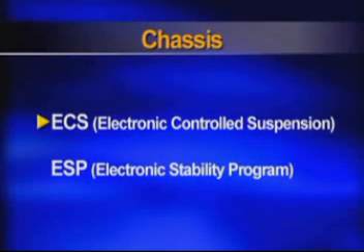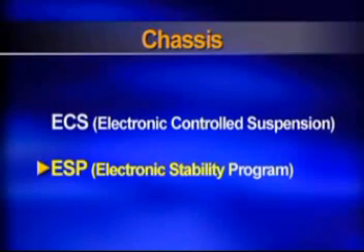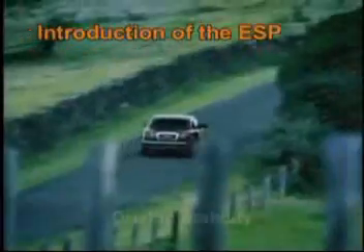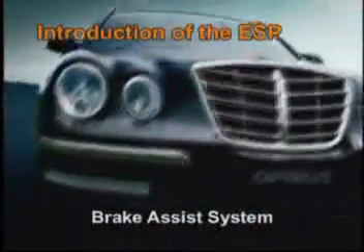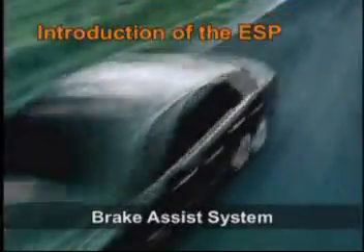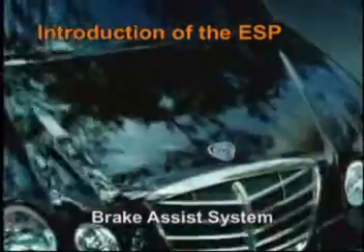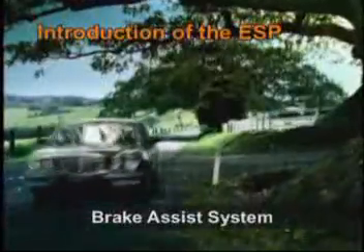We have reviewed the semi-active ECS system used in the Opirus. Now let's move on to the ESP. The ESP provides improved driving stability relative to under and oversteer conditions. Further, the brake assist system, or BAS, is added to supply just the right amount of braking during these conditions.